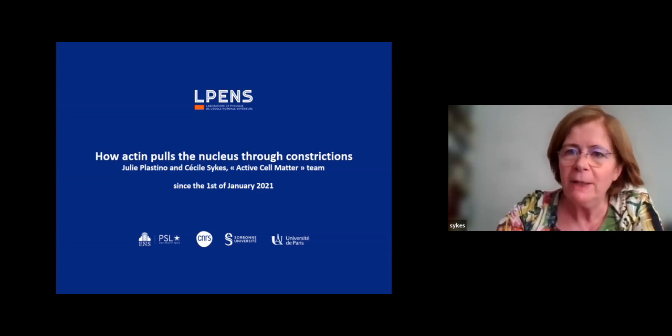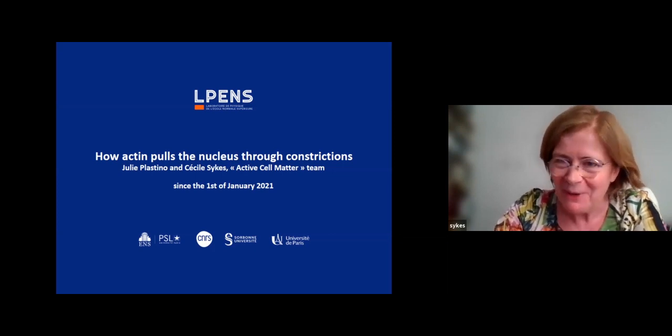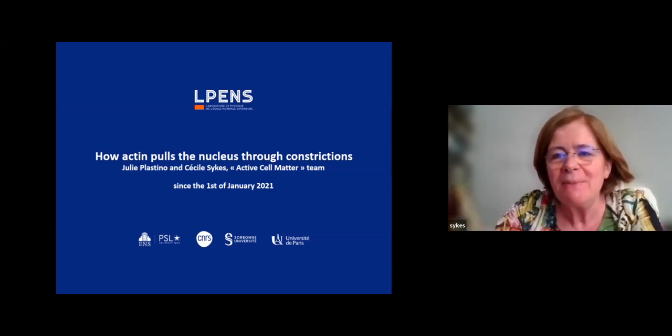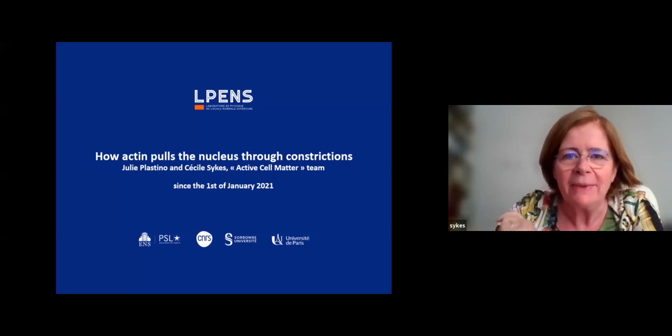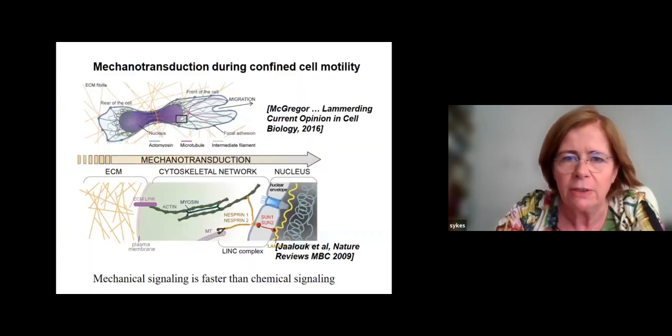Okay, so this is a completely different subject, although we still have actin, of course. But this is my new project at École Normale Supérieure. And this is how to understand how actin pulls the nucleus through a constriction.